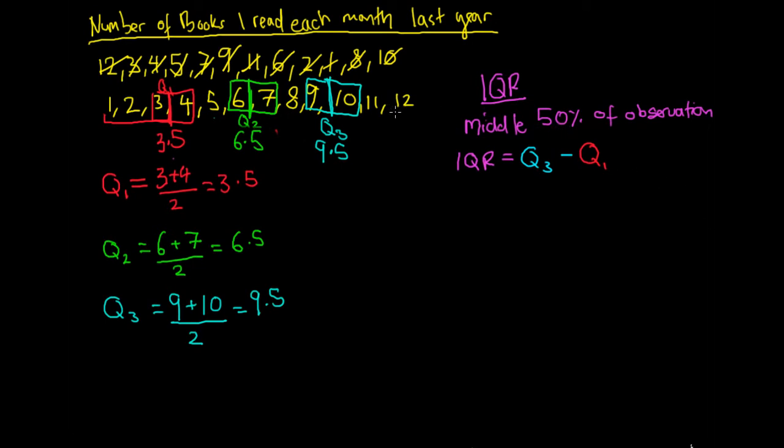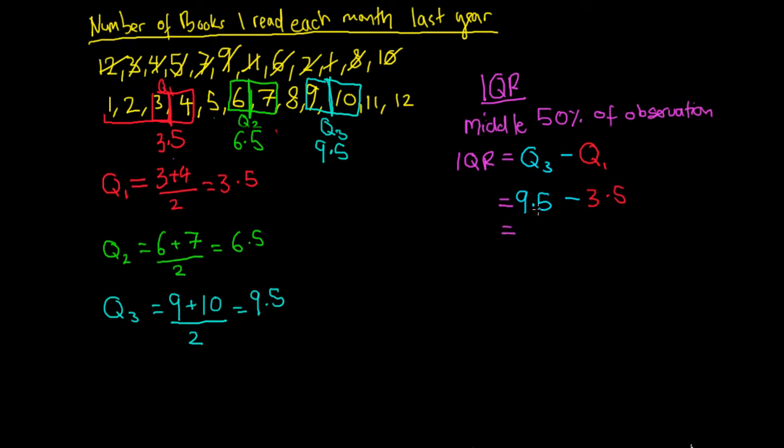So if we go over to our data set and have a look at this IQR, we can then calculate it. So we've already worked out our third quartile. So we know that our third quartile was 9.5, and we worked that out through the average of these third quartile values. And we've worked out our first quartile by taking the average of this 3 and 4, and we did that here and got this 3.5.